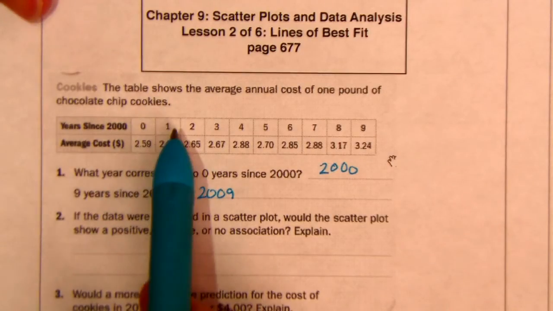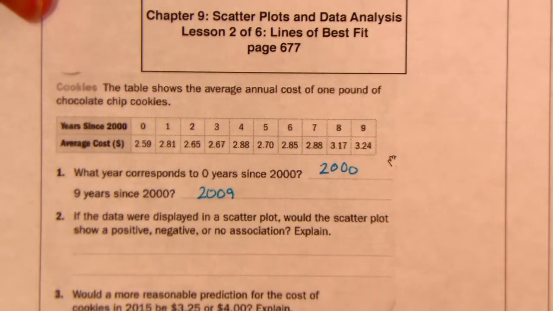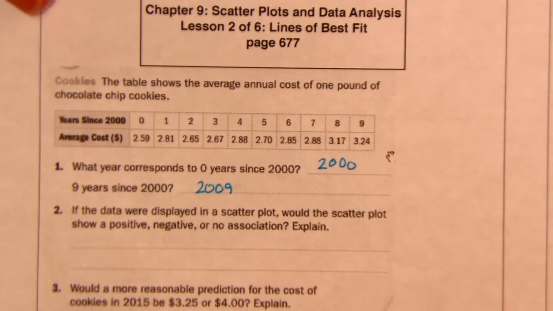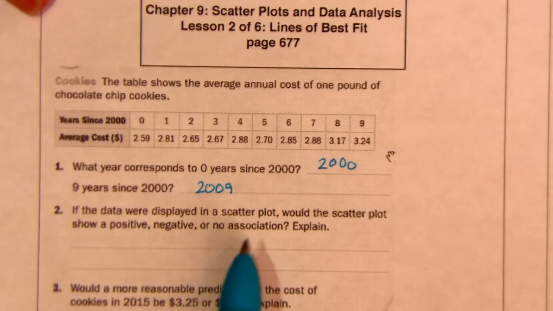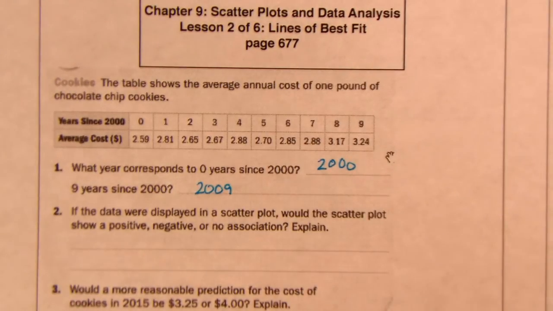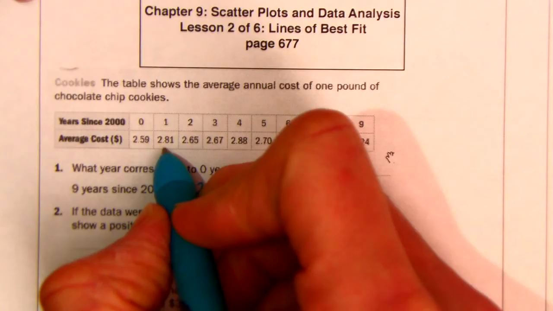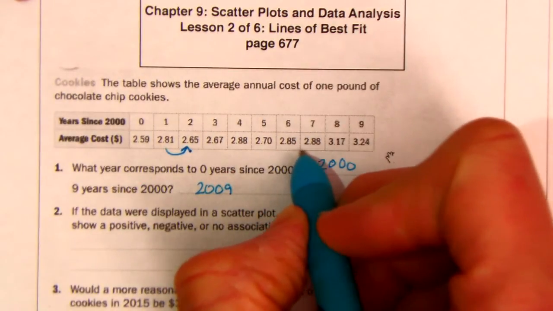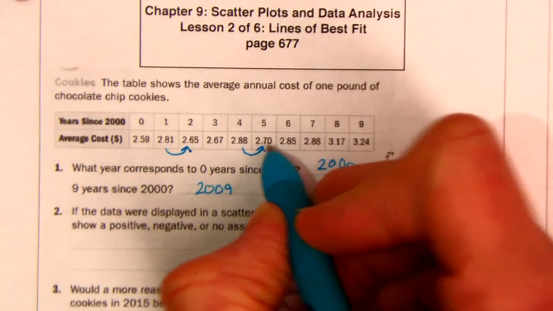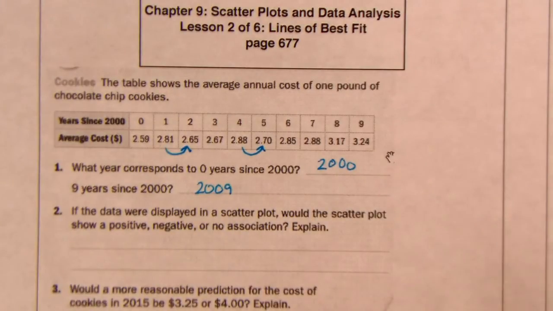Now, number 2 says, if the data were displayed in a scatter plot, what would the scatter plot show? A positive, a negative, or no association? Remember, positive goes up, negative goes down. No association really means there's no pattern to follow. So if we take a look at this, there's 2 places where it's kind of tricky, but other than that, there's a definite pattern. So the 2 places right here, $2.81 to $2.65, and then $2.88 to $2.70. There's 2 places where they essentially dip down, but generally speaking, they are all going up. So I would say it would be positive.